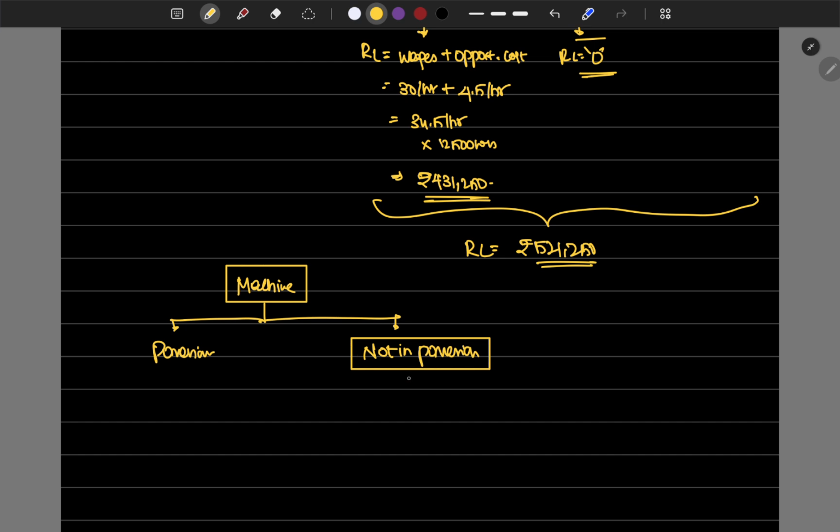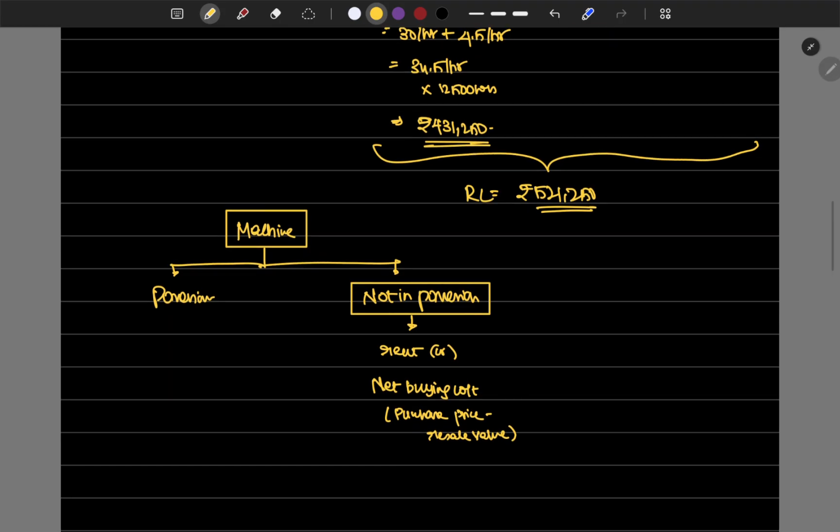If we don't have the machine, either we have to rent it or we have to purchase it. If it is purchased, we will have a resale value. So the net buying cost should be our relevant cost: purchase price minus resale value. Since this is a cost, whichever is lower will be our relevant cost, right?